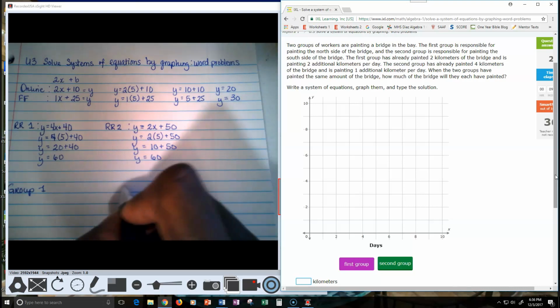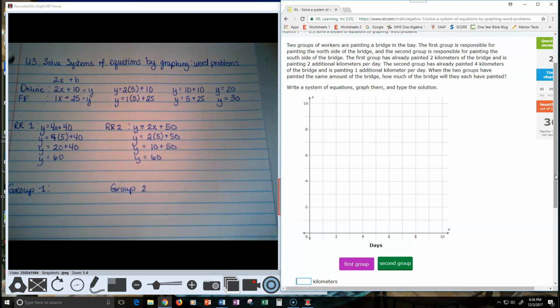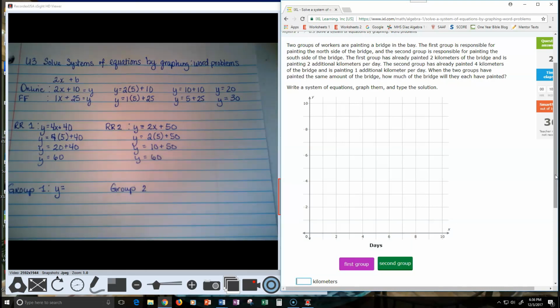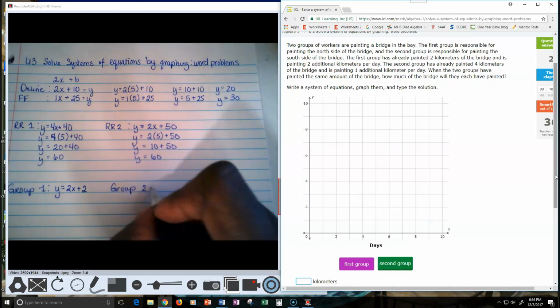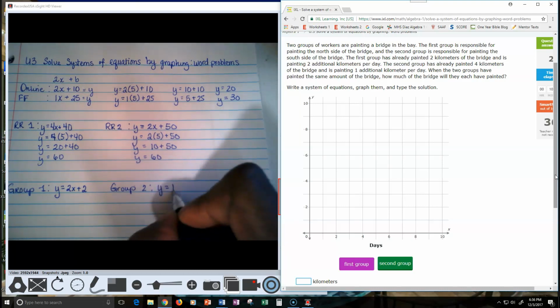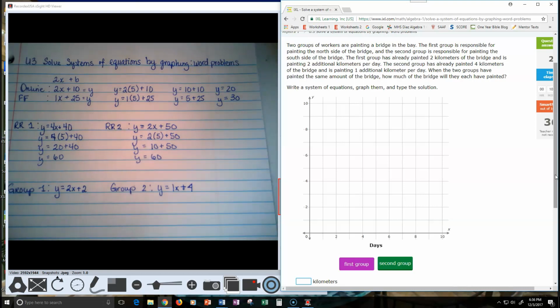And over here we'll do group 2. Well, group 1, they had already painted 2 kilometers and they're painting 2 per day. So y is equal to 2x plus 2. Group 2, on the other hand, they started with 4 and they're only painting 1 per day. But at some point they will have painted the same amount of kilometers of the bridge.